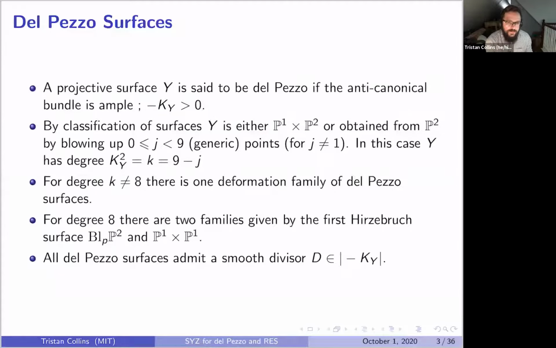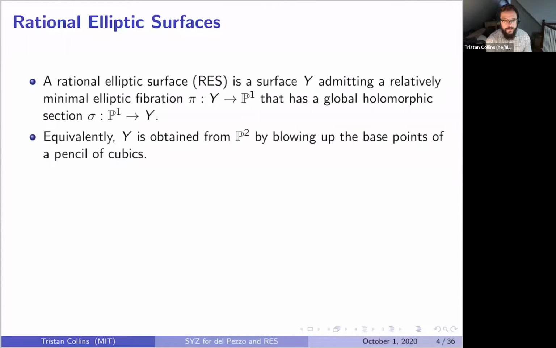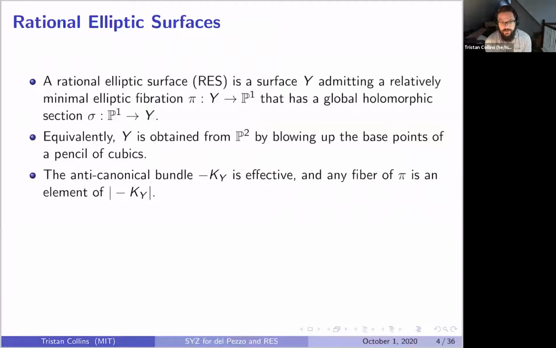Okay, so those are del Pezzo surfaces. So they're fairly simple. You just take P2 and blow it up at some points, or P1 cross P1. The other players are rational elliptic surfaces, which are maybe slightly less common, although I assume in this audience they're well known. So a rational elliptic surface is a surface admitting a relatively minimal elliptic fibration onto P1, which has a global holomorphic section. So maybe a nicer way to think about these surfaces is that you take P2 and you take two cubics, which are sections of the anti-canonical bundle, and you blow it up at the intersection of those two smooth cubics. So then it's an easy calculation that for these surfaces, the anti-canonical bundle is effective. They have a nice fibration to P1, which is just given by sections of the anti-canonical bundle. And the fibers of that are exactly elements of the anti-canonical linear system.